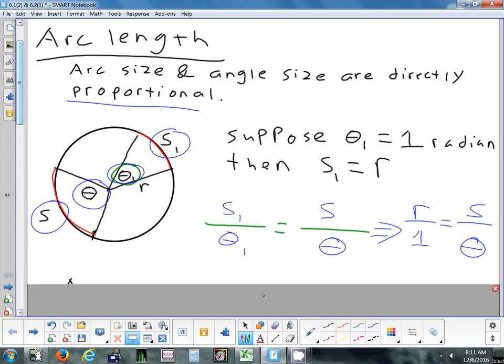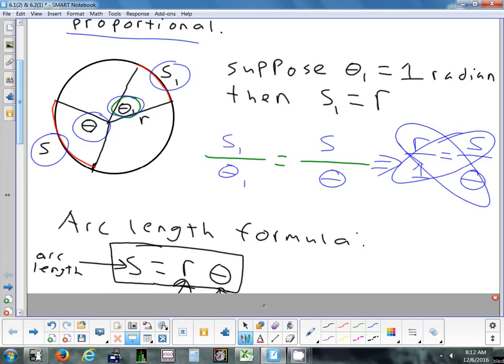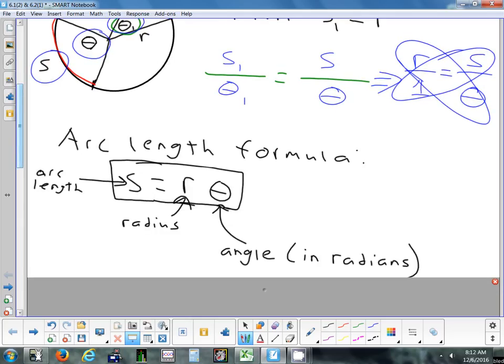Now you could leave your formula just like that, or you could simplify that proportion. How do you simplify a proportion? Yep, Allie? Yeah, cross multiply. So we have S times 1 equals R times theta. And that is your arc length formula. S times 1 is S, equals R times theta. So in that formula, you've got 3 variables. S is your arc length. R is your radius. Theta is your angle.